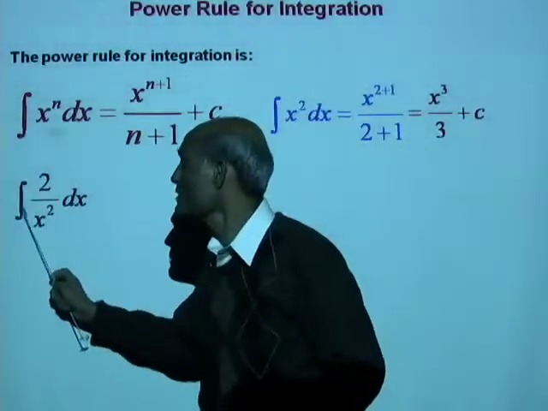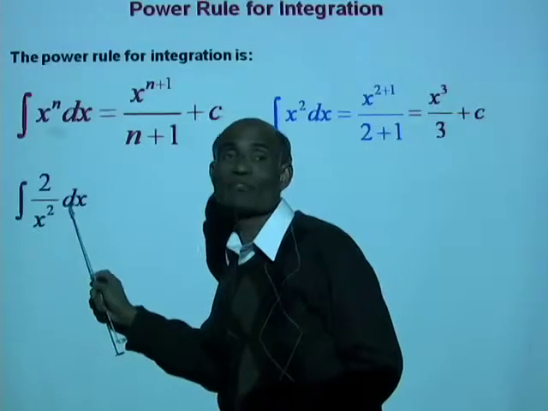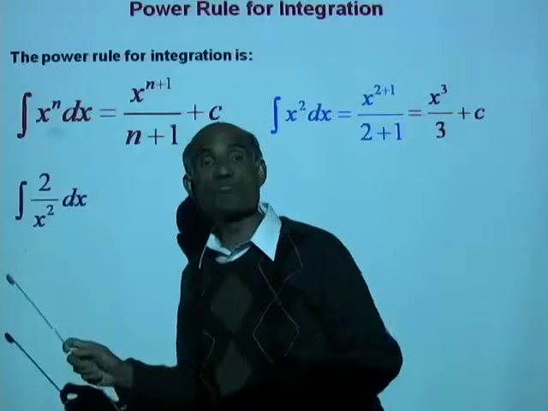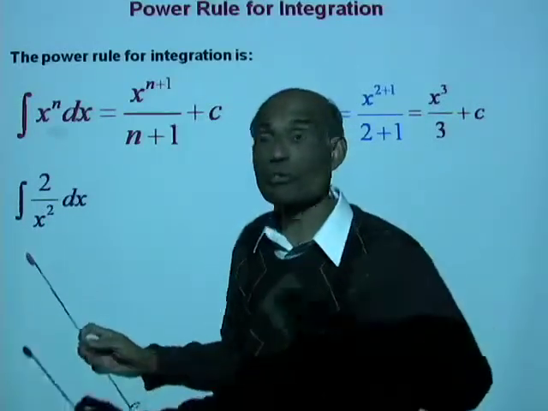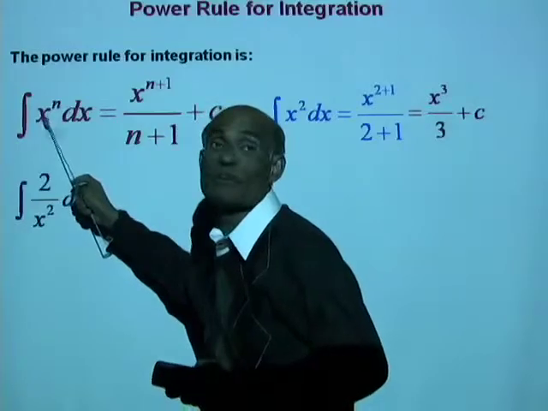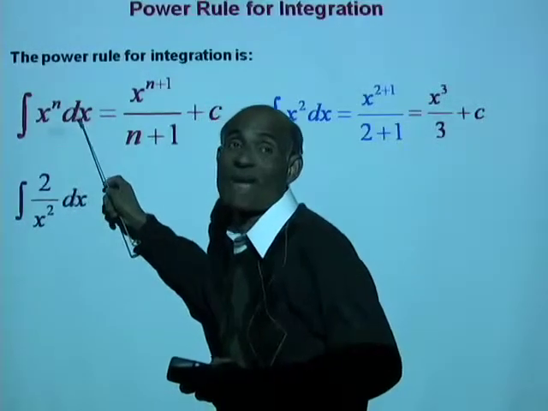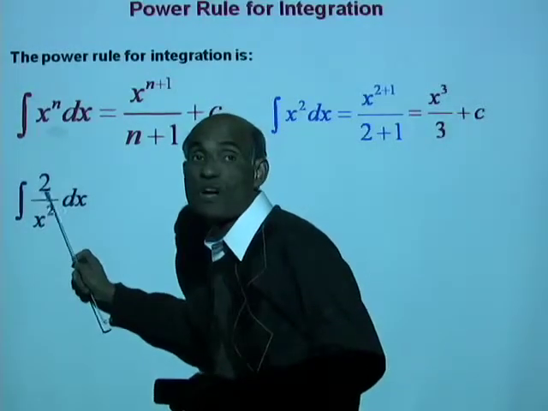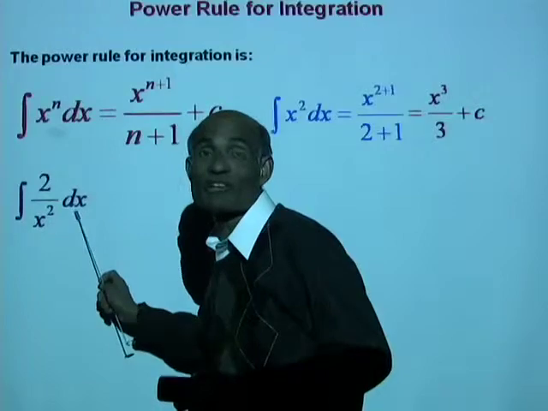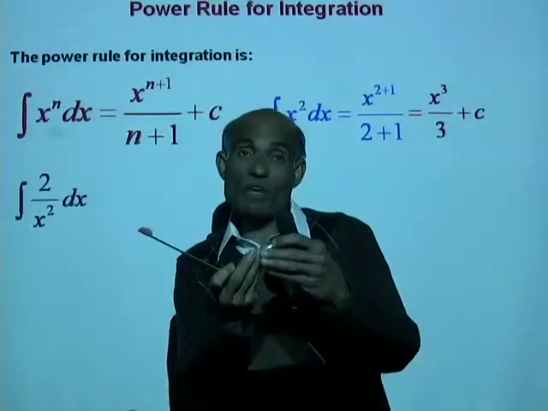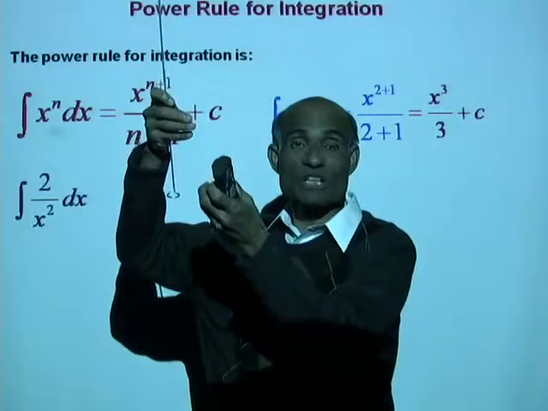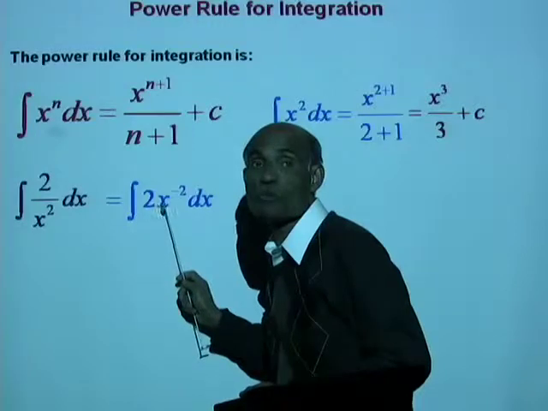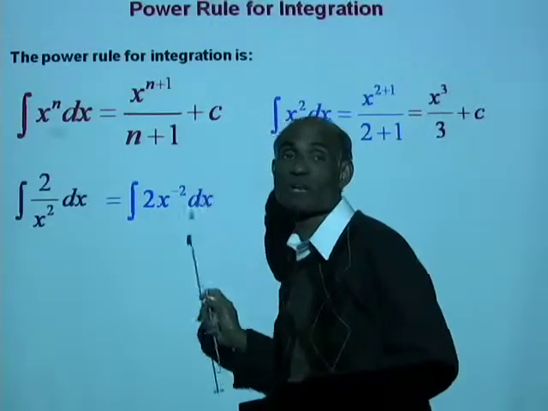How about this? Integrate 2 over x squared dx. Now remember, any quantity you want to integrate using the power rule, you must write it in the general form, x to the power of n dx. Now, this will be 2 times 1 over x squared dx, is that right? And that x squared in the denominator can be brought to the numerator using a negative power. So this will be integral 2 x to the power of negative 2 dx.